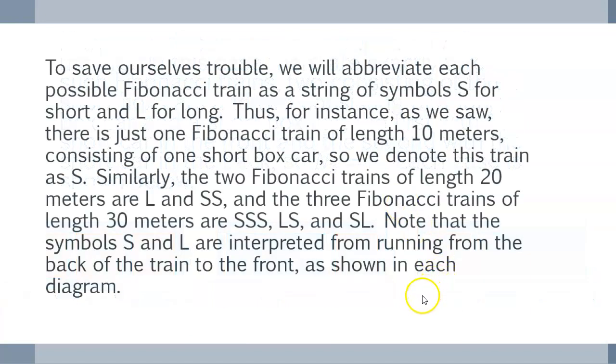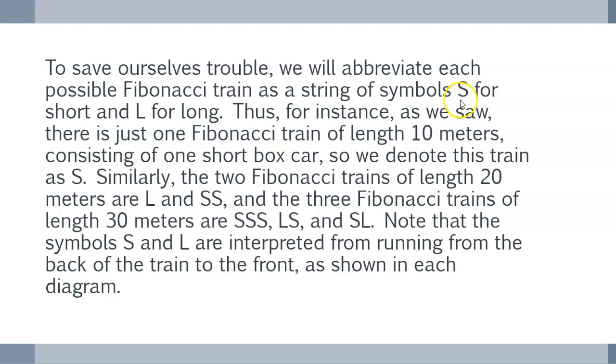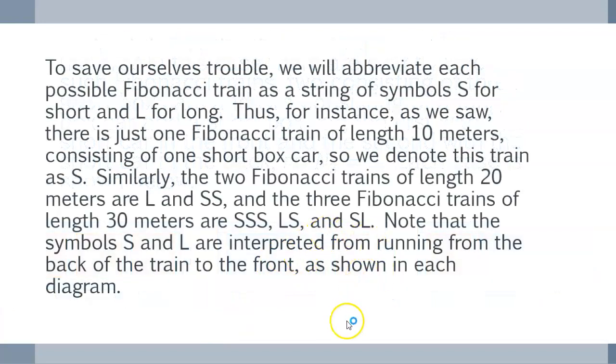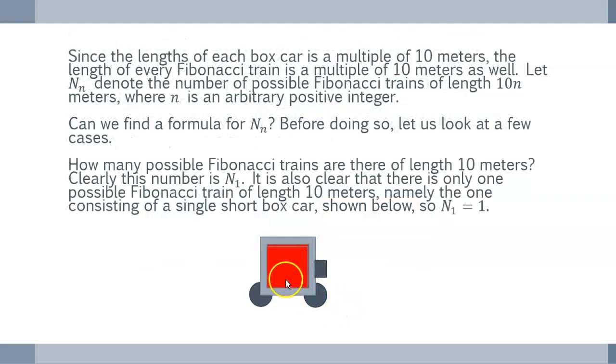Now, I'd like to look at a couple more cases, but it becomes a little cumbersome to keep drawing trains for each case, even though they look really nice. So I'm going to simplify my notation here. Instead of drawing a short boxcar, one of these red cars, I'm going to use the symbol S, and I'm going to use the symbol L for a long boxcar. That's the blue one. So I'm going to abbreviate these possibilities of Fibonacci trains. Let's look at them again. Here was the first case we considered. One short boxcar, that's just S.